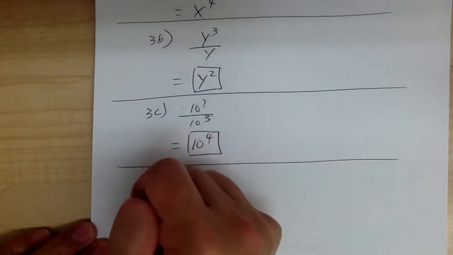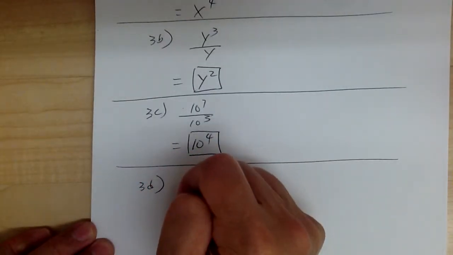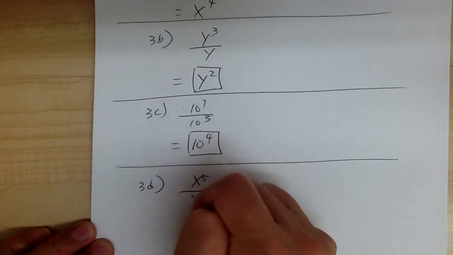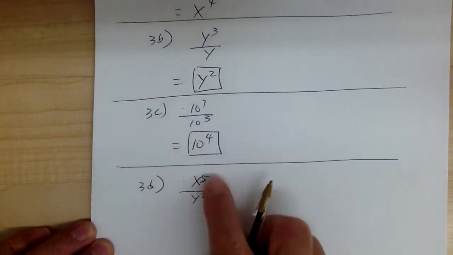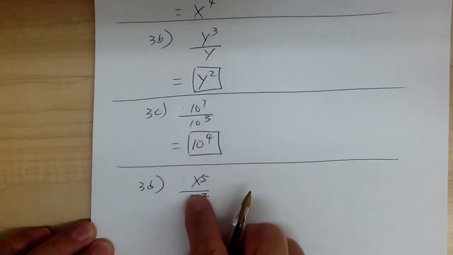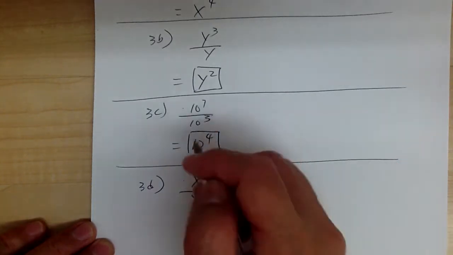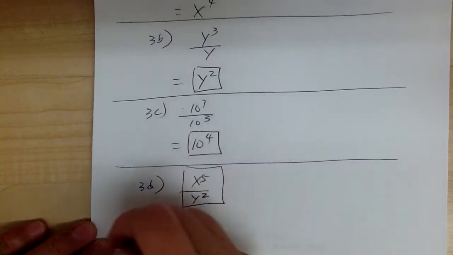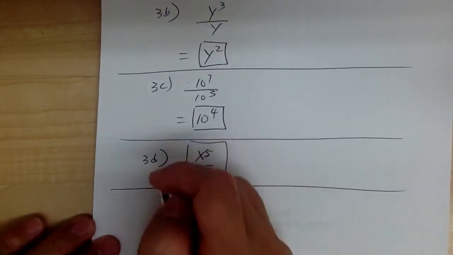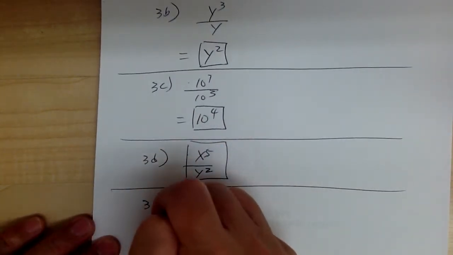Okay, let's go to 3d. Okay, 3d, you got x to the 5 over y squared. This one, because they're different variables, different bases, you cannot do anything to it. So this one, nothing can be done, so that's it. Okay, let's go to example 3e.